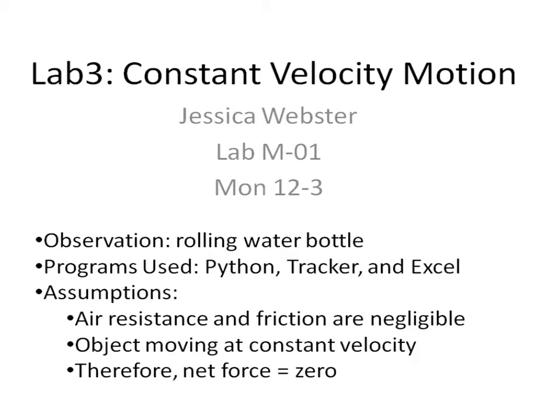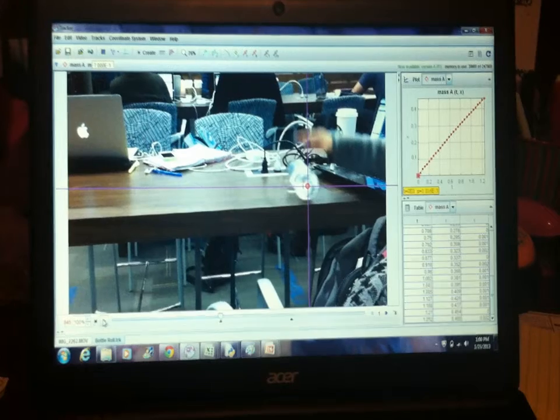In this lab, I will be comparing observed and predicted data based on my observation, a rolling water bottle, moving at a constant velocity. In this lab, I use programs Python, Tracker, and Excel to help me analyze my data. I also assumed that the air resistance and friction forces were negligible, my object was moving at a constant velocity, and therefore my net force equals 0.